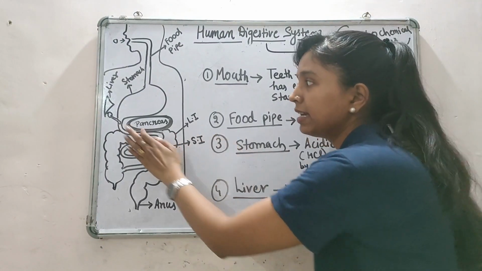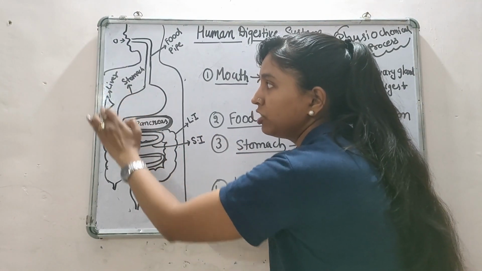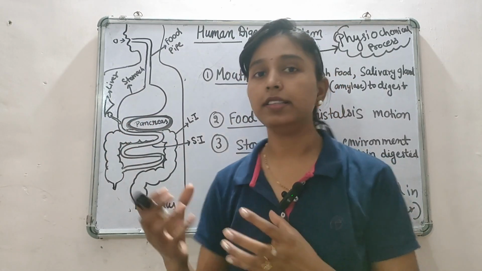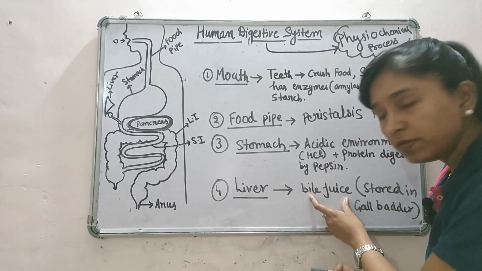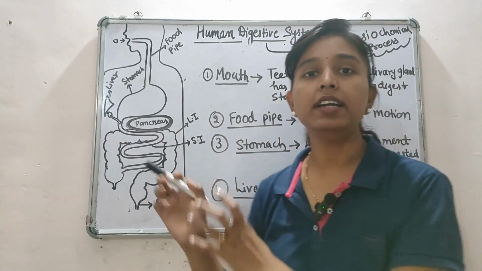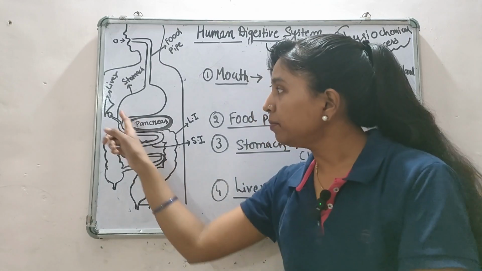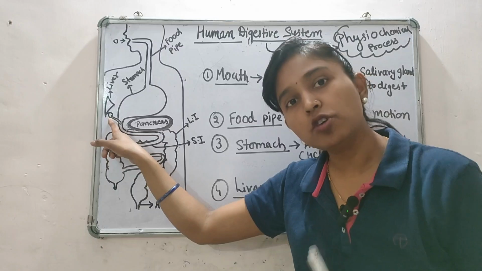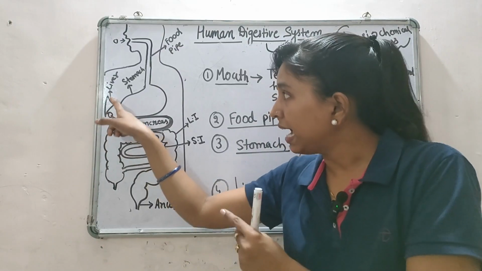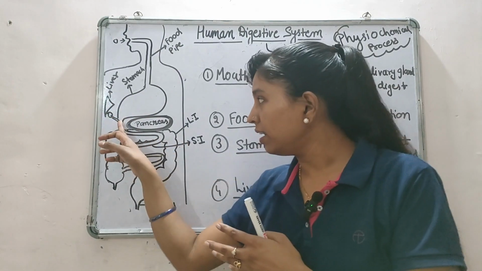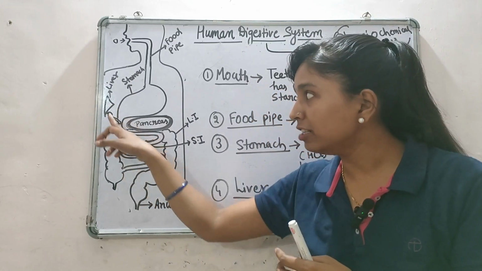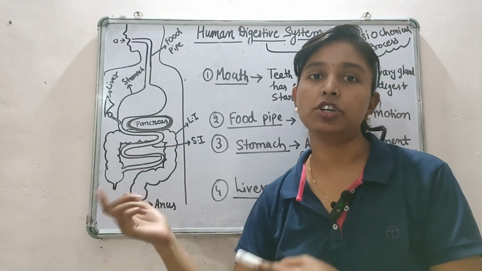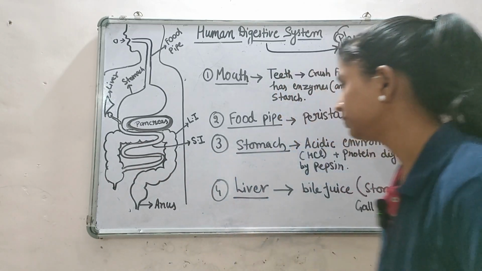There is a gland called the liver, which is attached to the small intestine, and the liver produces bile juice. That bile juice is helpful in the digestion of fat. The liver produces bile juice, which gets stored in the gallbladder, which is also attached to the liver itself. And when the food comes into the small intestine, bile juice is secreted from the liver into the small intestine, where the digestion of fat takes place.